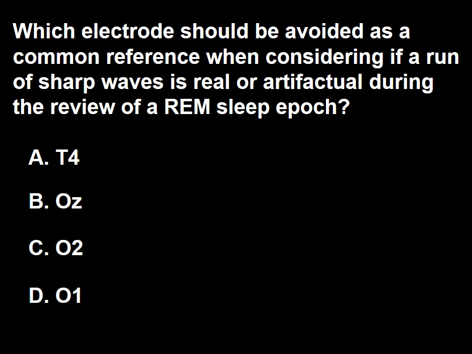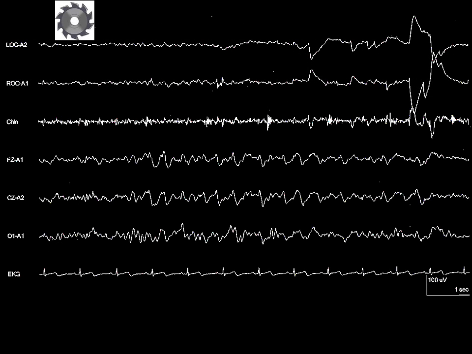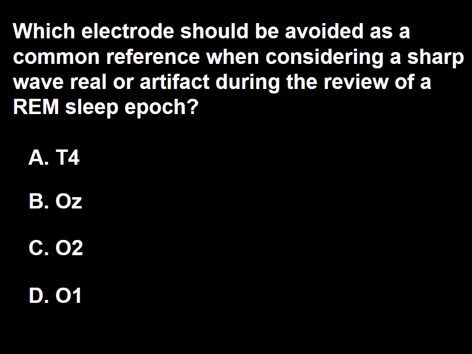Next question. Which electrode should be avoided as a common reference when considering if a run of sharp waves is real or artifactual during the review of a REM sleep epoch? A. T4, B. O2, C. O2, D. O1. This epoch shows temporal sawtooth sharp waves during REM sleep. They are more prominent in the central region than in the frontal and in the occipital regions. So the answer to this question is A, T4.